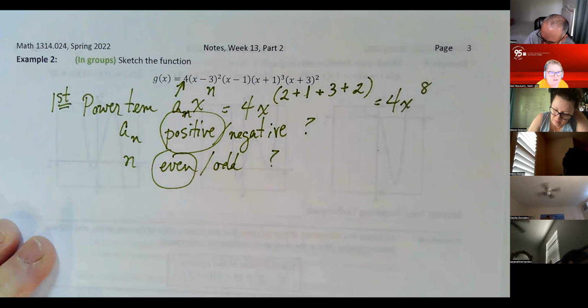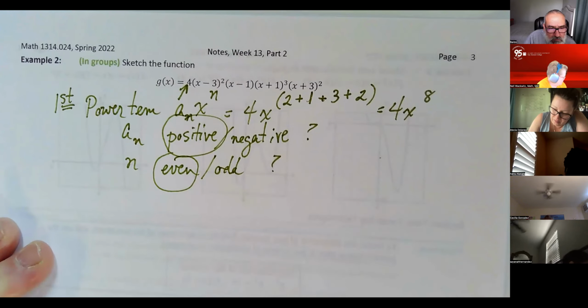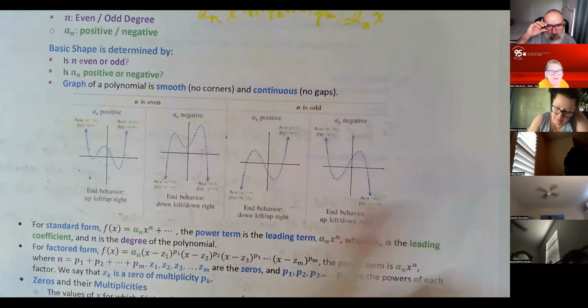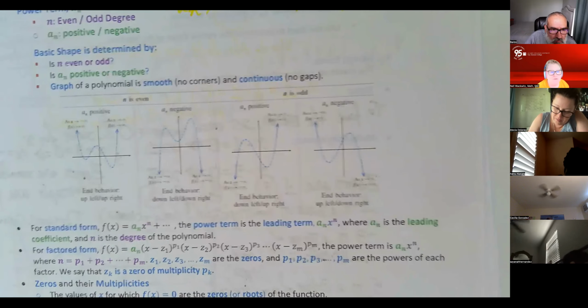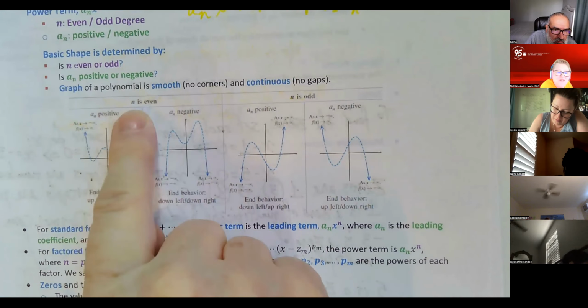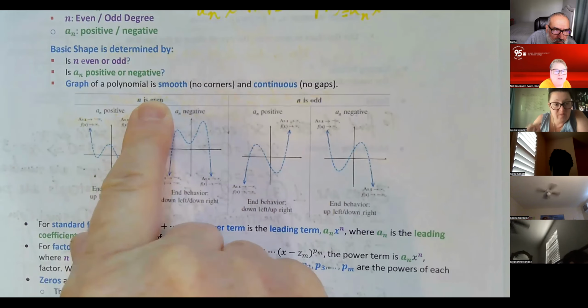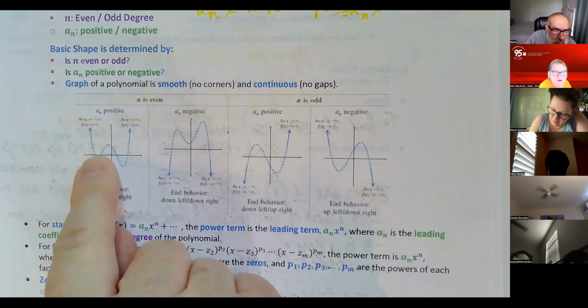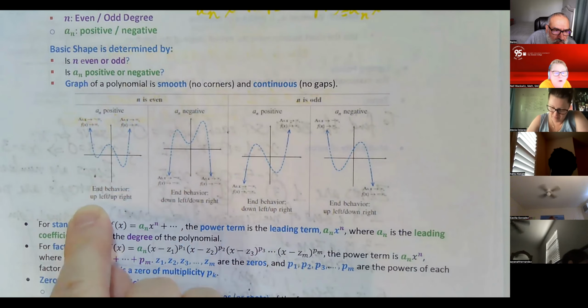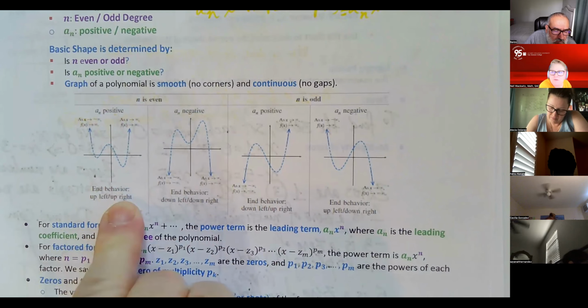So that tells us, we're going to come back to the page that has a chart. And again, this is a page that you could have with you. So here we've got the same first picture. N is even, a sub n is positive. Our graph is going to go, it's called end behavior, up to the left and up to the right.